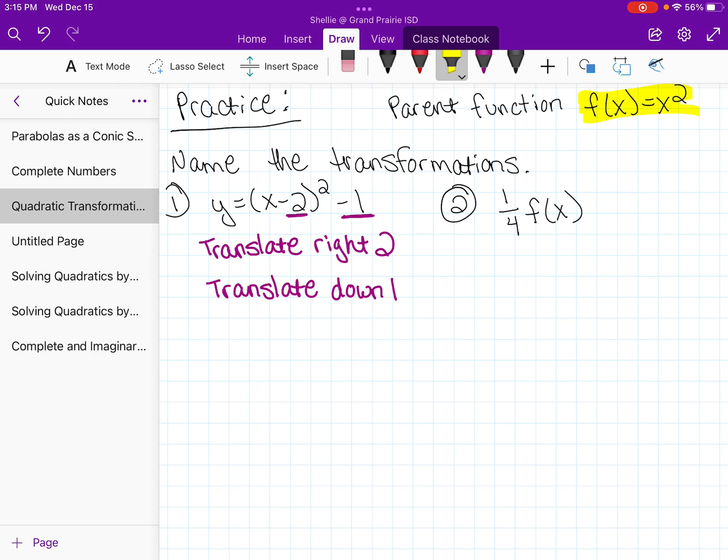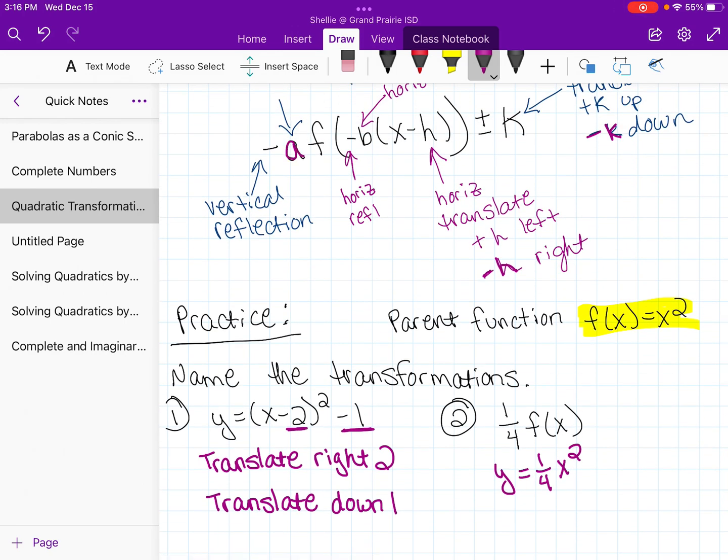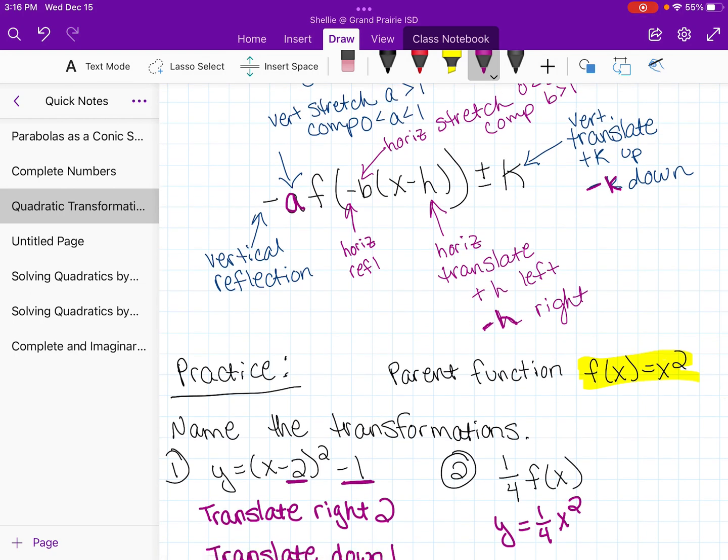So I know that it's some form of x squared and that it's 1/4 in front of that. So if I wanted to write that as an equation, I would write y equals 1/4 x squared. That's what it would be if I wrote out the whole equation. Now, I don't necessarily need to do that to find the transformation. I have a 1/4 in the front of the f of x. So if I go back to my notation, I have an a value in front of the f. When I have that, it's a vertical stretch or compress.